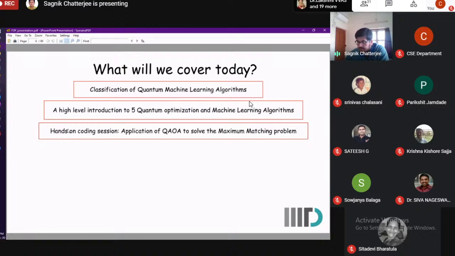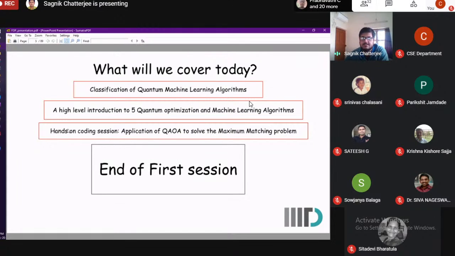The third topic for the first session will be a hands-on coding session. We'll be applying this particular algorithm, QAOA. We'll be talking more about this to solve a very typical classical problem, the maximum matching problem in graphs. We'll be doing this coding in Python, and you'll see how easy it is to code such complicated algorithms in Python, even for quantum computers. So this will be the end of our first session.